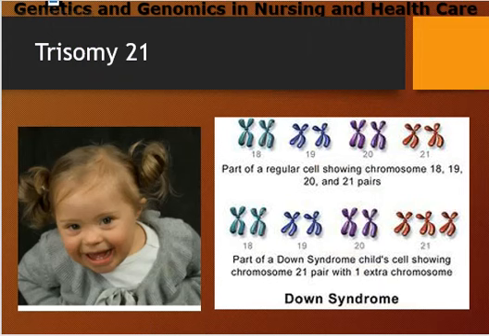So here is a trisomy 21 karyotype. You can see that you've got the 3 21s on that bottom row, and so that's the karyotype for Down syndrome, and the little girl to the left is the phenotype. She's pretty cute.